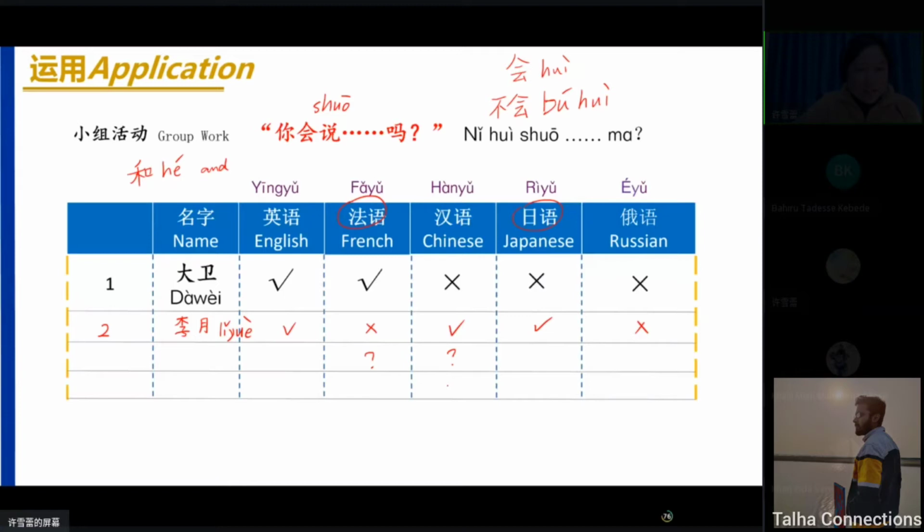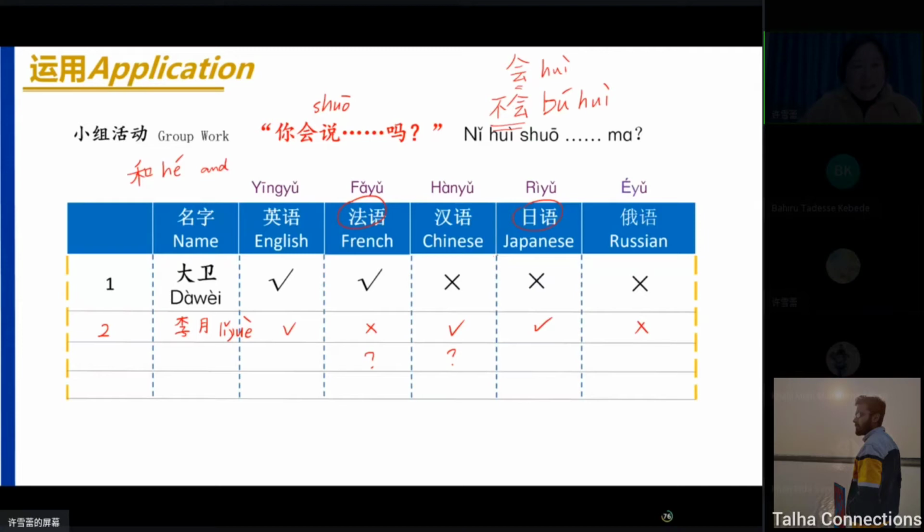In Chinese, 怎么说? Oh, somebody said, 不会说汉语. Okay, 不会说汉语. But someone said, 我会说一点汉语. Very good. 我会说一点汉语. 我不会说汉语。我会说汉语。or 我会说一点汉语.